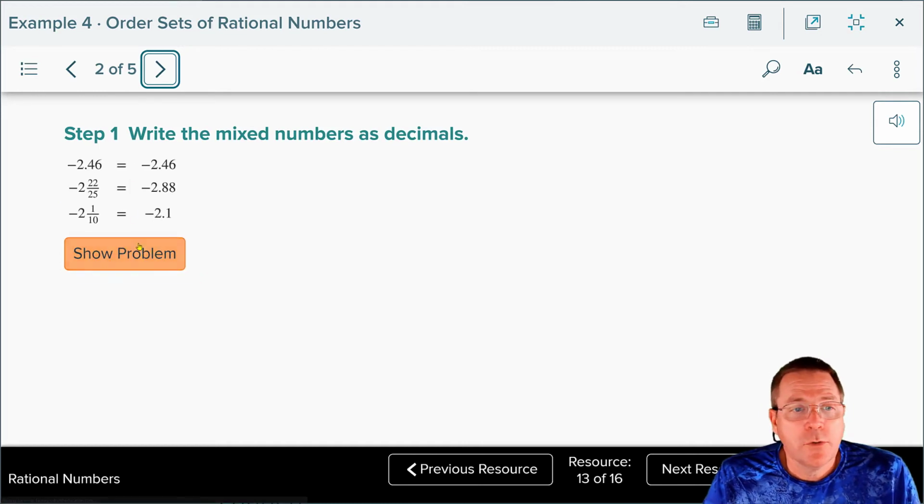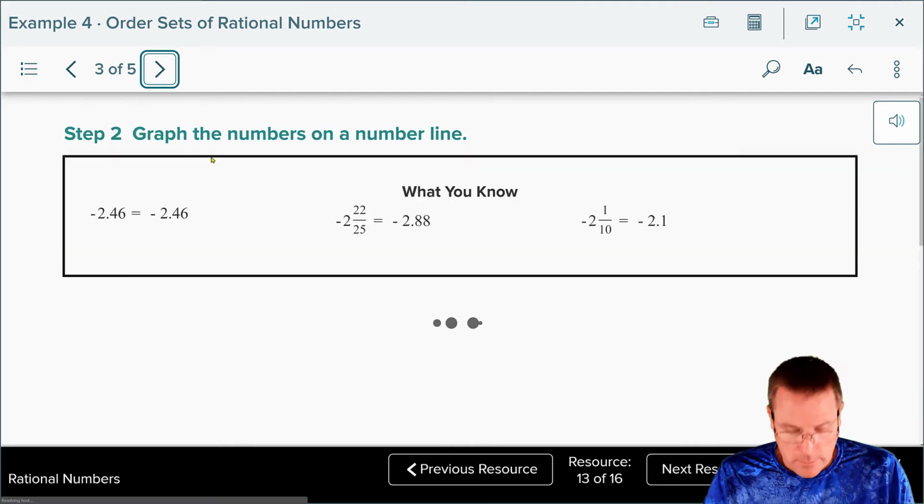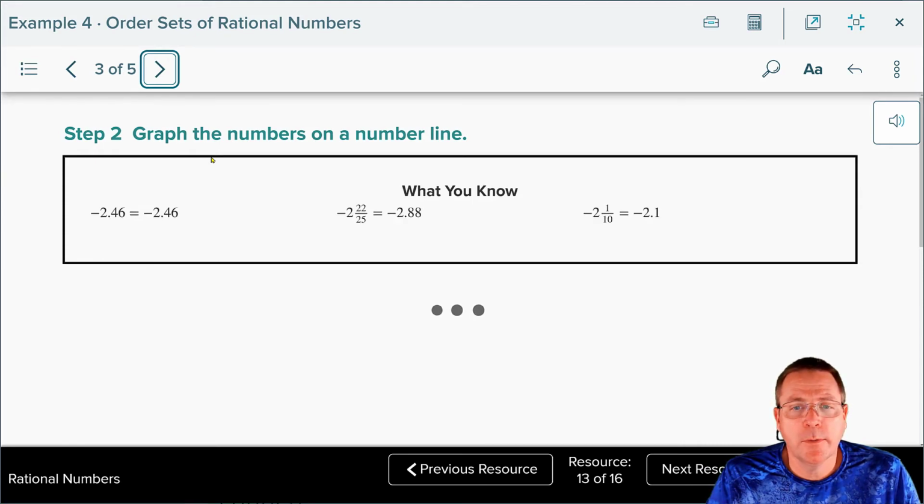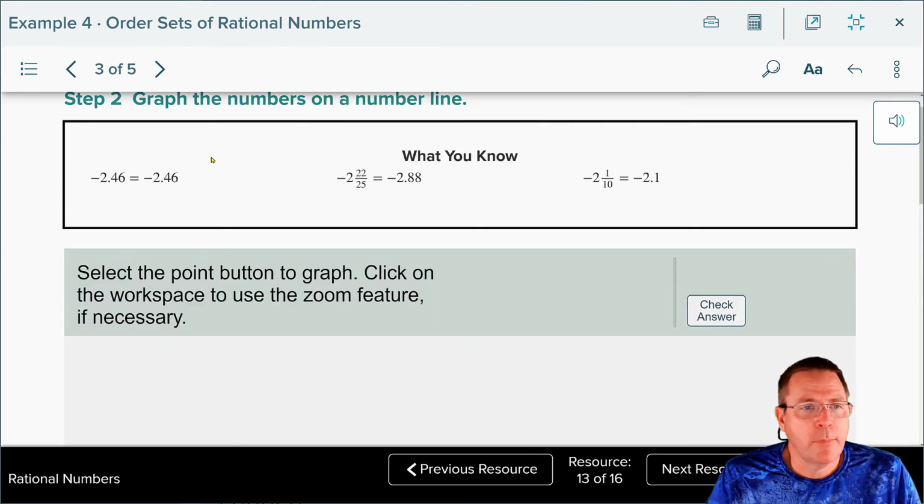Now, I'm not going to show you the grunt work on these because I've shown you a couple times already, but the decimal values of each of these mixed numbers are shown right here on the right. So from there, we're going to plot them on a number line. Yep, we're going to plot them on the number line.